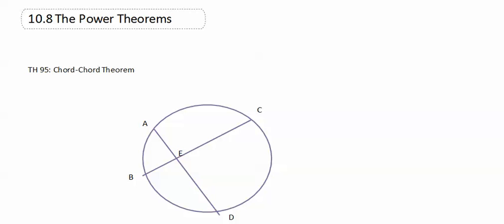And what you'll have is 2 chords as shown in the diagram. And what that theorem says is the product of the segments of the chord will equal the product of the segments of the other chord. And how that happens is, let's say that we draw more chords between AB and DC, creating 2 triangles.